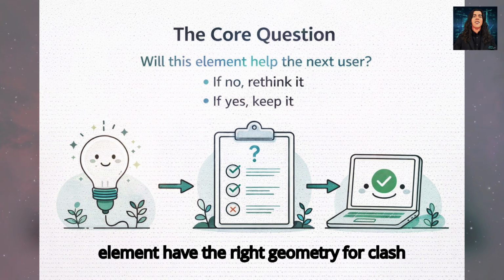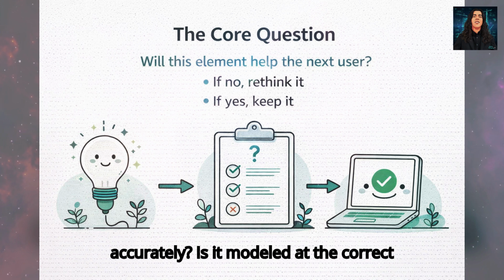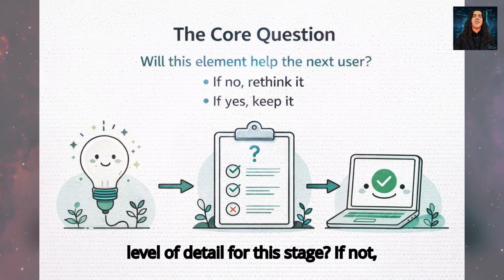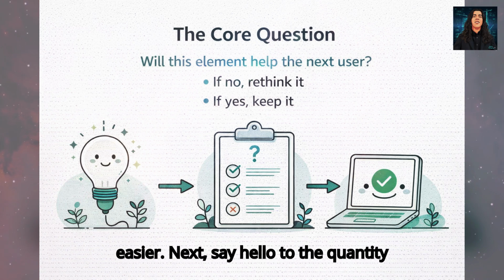Does your element have the right geometry for clash detection? Is it located and constrained accurately? Is it modeled at the correct level of detail for this stage? If not, it might be misleading or useless for coordination. Let's make their job easier.